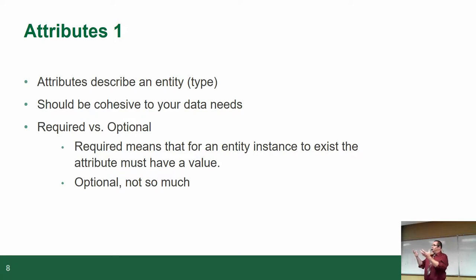So, for example, as a student, when I talk about needing cohesive attributes, it means that the attributes should be applicable to what you're defining. So if I'm defining a student, I shouldn't have to include your pay rate, because you're not being paid to be here, you're paying to be here. On the other hand, I'm paid to be here. Right? So there's the two sides of the same coin.